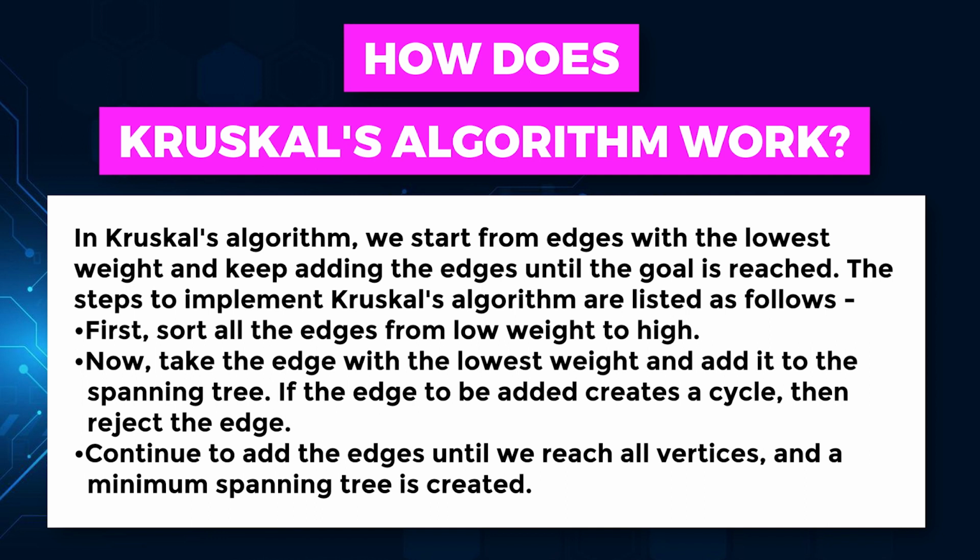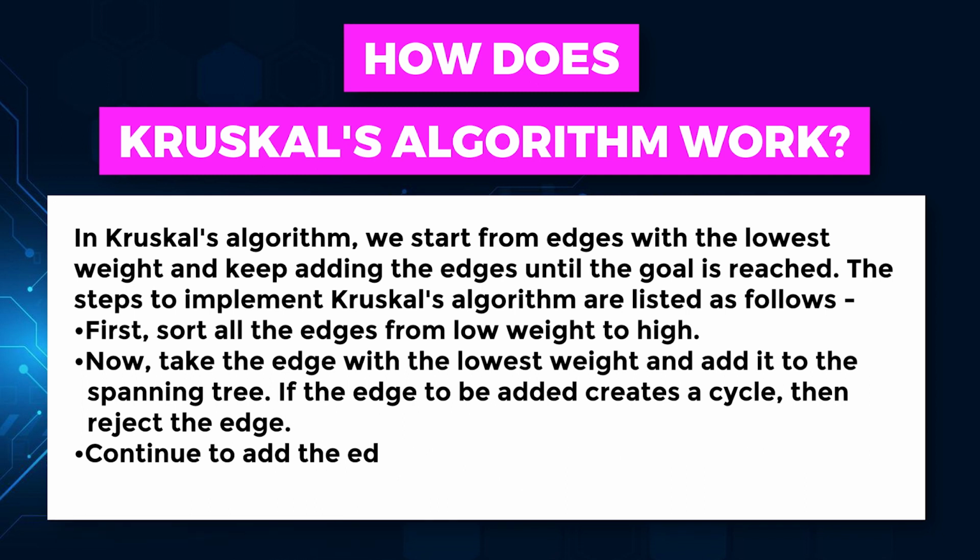The steps to implement Kruskal's algorithm are listed as: consider the whole graph and sort all the edges from lower weight to higher weight. Now take the edge with the lowest weight and add it to the spanning tree. If the edge to be added creates a cycle, then reject the edge. Continue to add edges until we reach all vertices. We have to cover all the vertices inside the graph, and a minimum spanning tree is created.